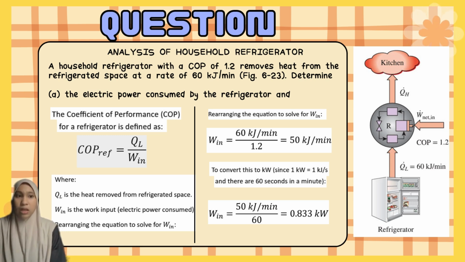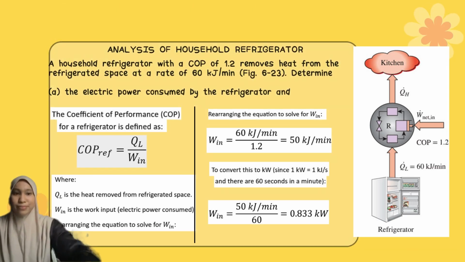So we just need to use the definition of the coefficient of performance for the refrigerator, which is equal to the ratio of QL over W in. As we can see, the COP of the refrigerator and QL are already given. So we just need to substitute the values in this formula and rearrange it to solve for W in. So we get W in is 50 kilojoules per minute, and converting it to kilowatts, we get 0.833 kilowatt.